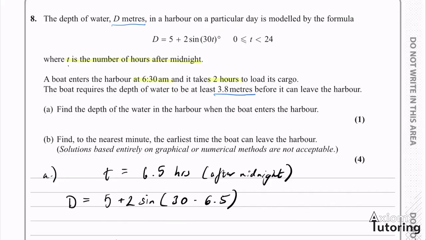So we're doing 30 times 6.5 plus 5. And so the depth is about 4.482, which is about 4.48 meters to 3 significant figures.